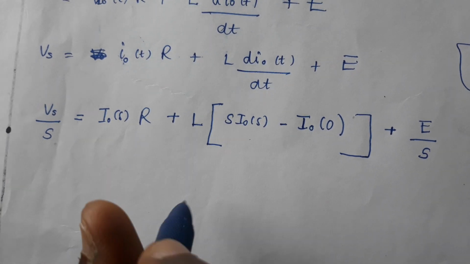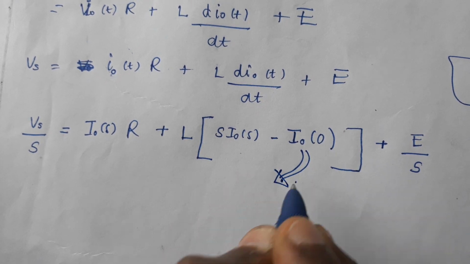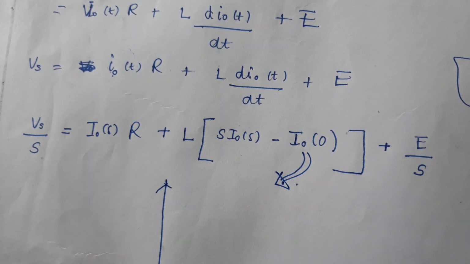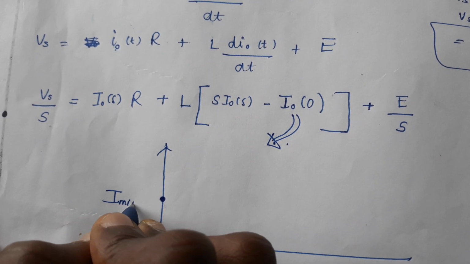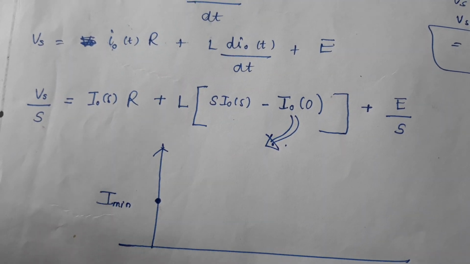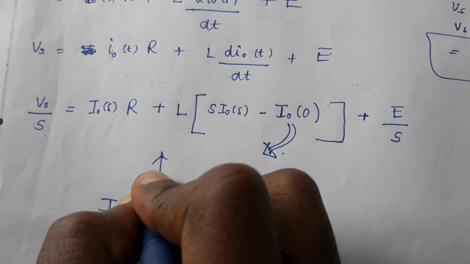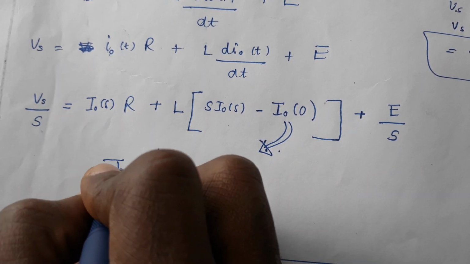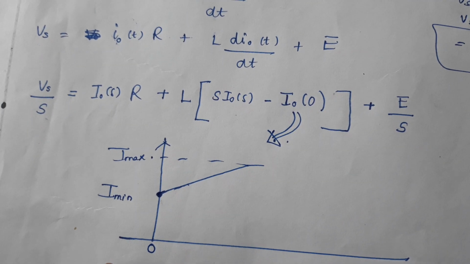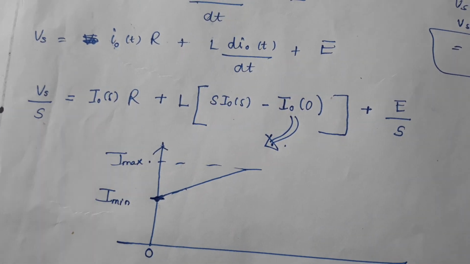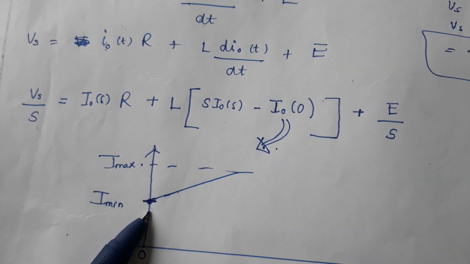Having this now, we want to see the initial condition. We can have a graph, since we are told this is continuous conduction mode. This current rises when you close the switch, from I min, and we can assume it rises linearly to a maximum of I max. So at time 0, this current has a value of I min. Therefore, we can substitute i_out at 0 to be I min.